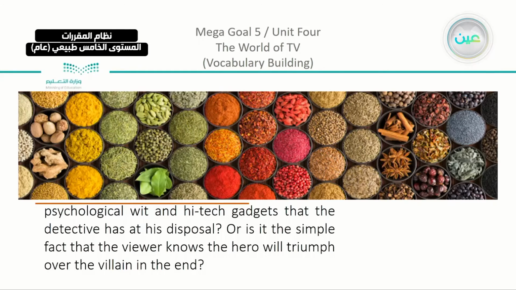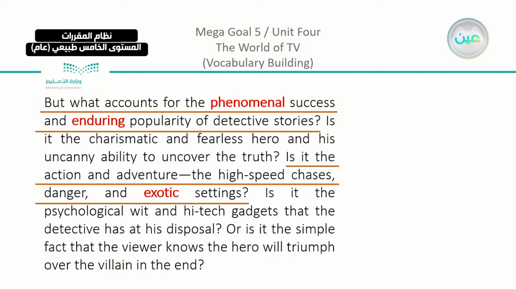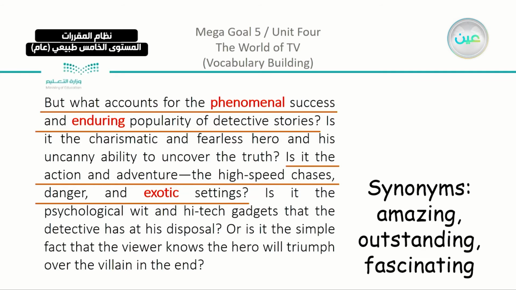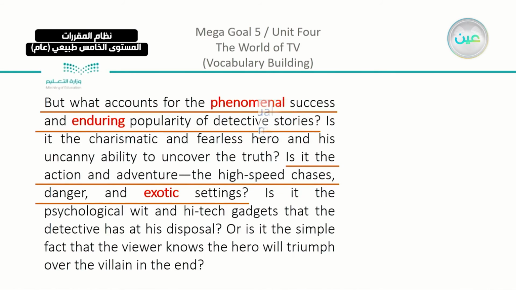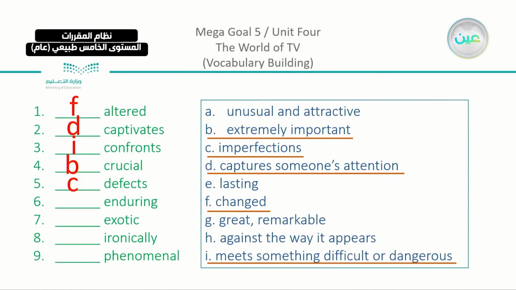And then going back to our first word, what accounts for the phenomenal success? Phenomenal is the same as we say here, amazing, outstanding, fascinating. So something here is very attractive. Now moving on to our meanings. Now we have the three words: enduring, exotic, and phenomenal. We have the first one, unusual and attractive. What did I say about the first? It was unusual but very attractive, like the picture of the herbs, which we said are exotic.